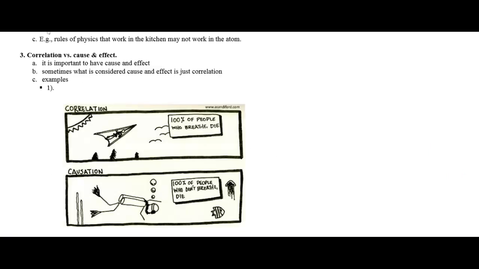Here's examples. Correlation. 100% of people who breathe die. So, it would be breathing makes you die. Causation. 100% of people who don't breathe die. I guess that's true, right?